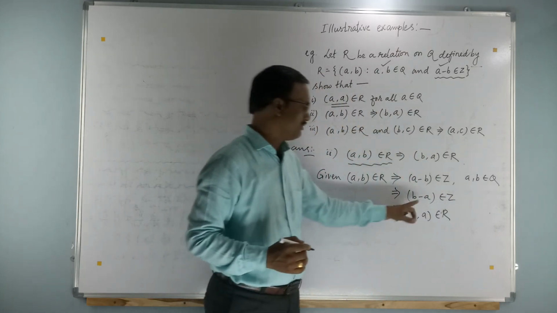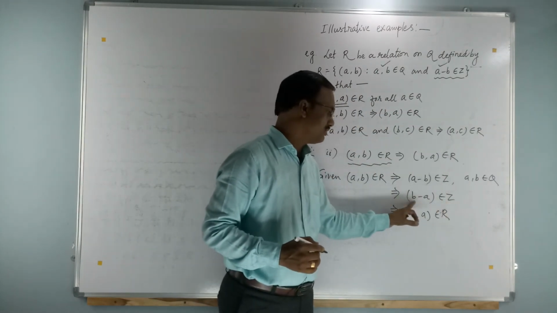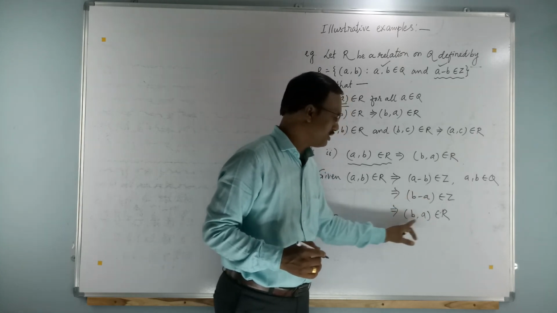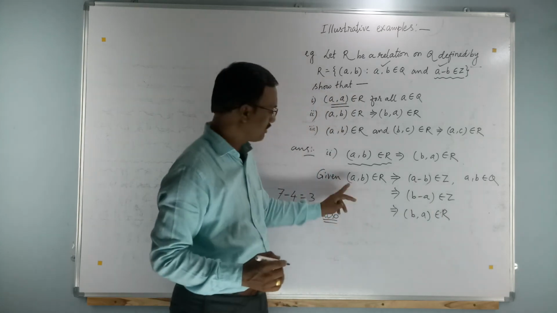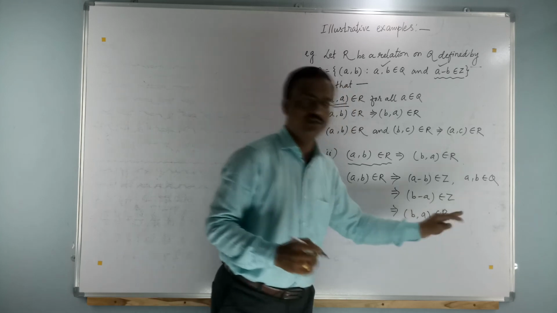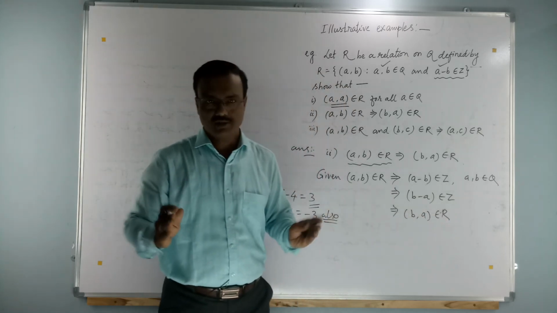Whenever this subtraction belongs to Z, then this pair B comma A, first element comma second element, will belong to the relation. So B comma A belongs to R. In this way we have proved that A comma B belongs to R implies B comma A belongs to R. So this is the proof of the second part.